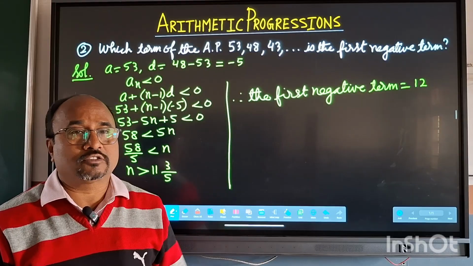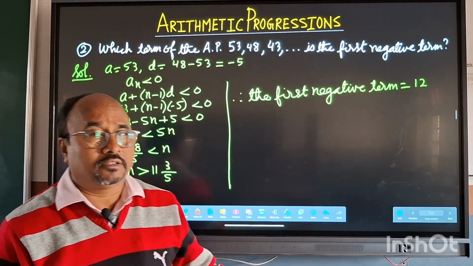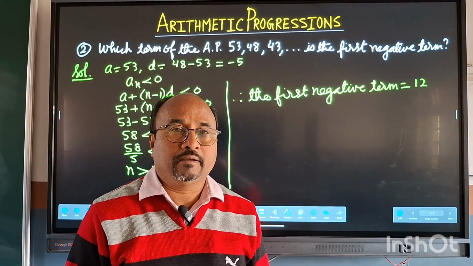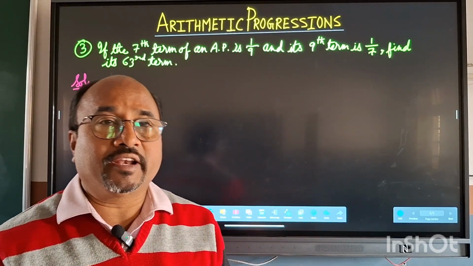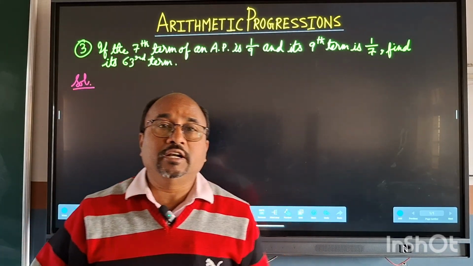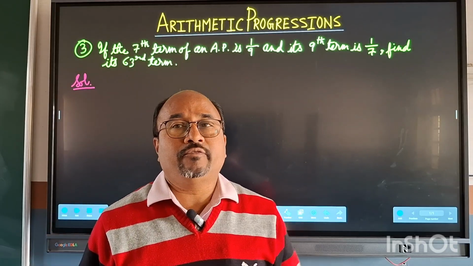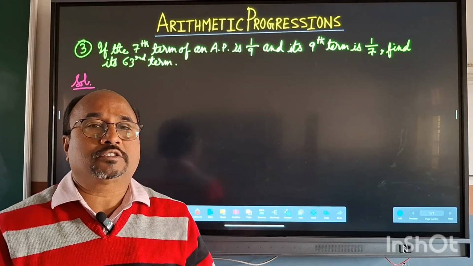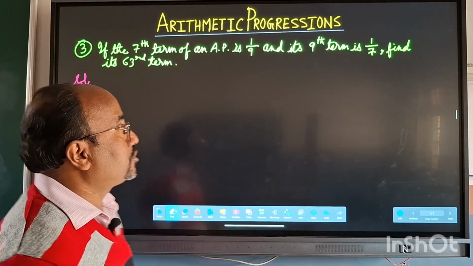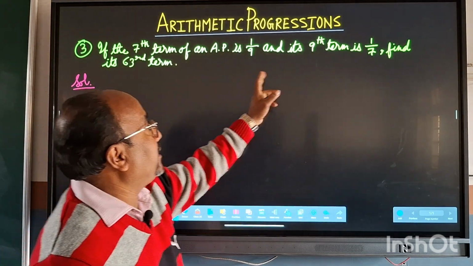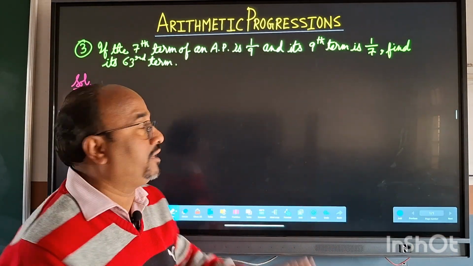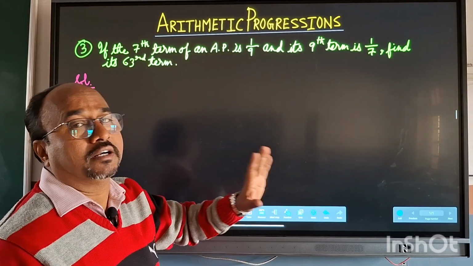I hope you have understood how to work out sum like this. This is the important type of sum. So coming up with another sum, it's a very interesting sum, and what result you get can be related for quite a number of sums of this type. So the question says, if the 7th term of an AP is 1 by 9 and its 9th term is 1 by 7, find the 63rd term.